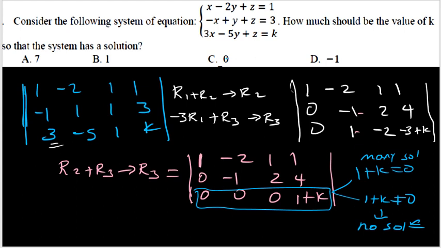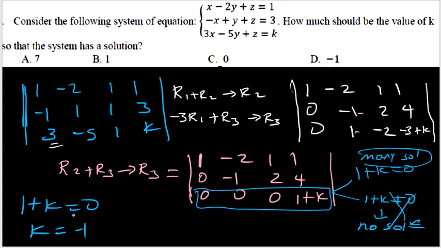It says what must be the value of k, so that the system of this linear equation has a solution. Has a solution means at least it has to have many solution cases. There will be two possibilities here. Either it has many solutions or no solution, but it is not the no solution case. So many solutions means 1 plus k must be 0. 1 plus k is equal to 0 means when you reshuffle, the k value must be negative 1. To have this system of linear equations have a solution, the k value must be negative 1, so the answer will be D.